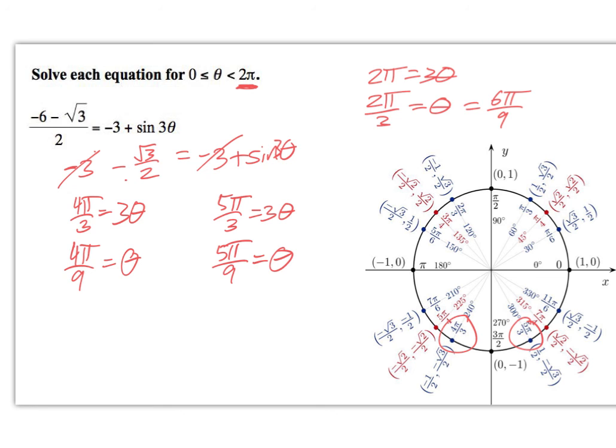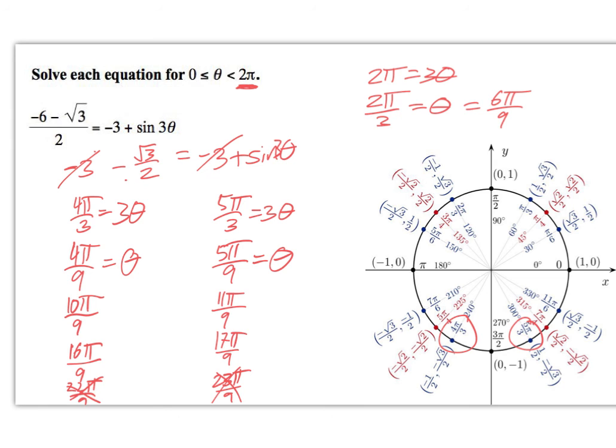So for 4 pi over 9 plus 6 pi over 9, that's going to be 10 pi over 9. I'm going to add another 6 pi over 9. It's going to be 16 pi over 9. I'm going to add another one, 22 pi over 9, and that's where we stop because that's bigger than 2 pi. From 5 pi over 9, we've got 11 pi over 9. I've got 17 pi over 9, and when I add another one, 23 pi over 9, but that's too big.